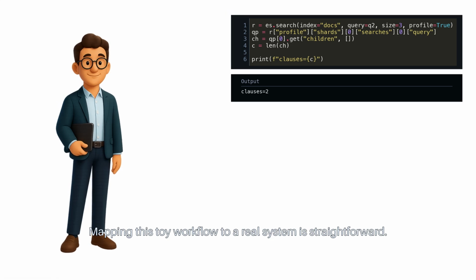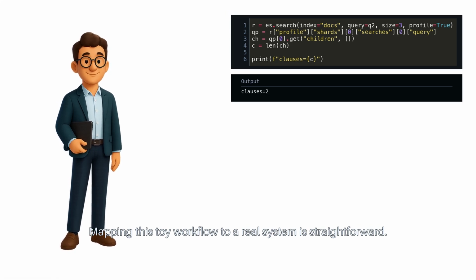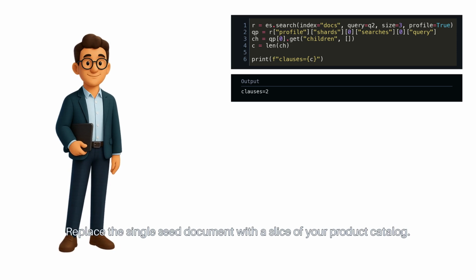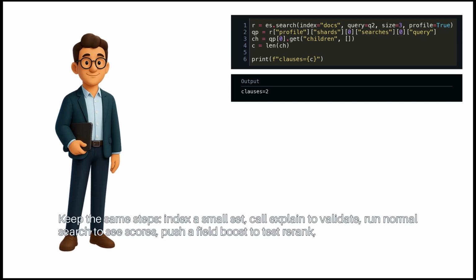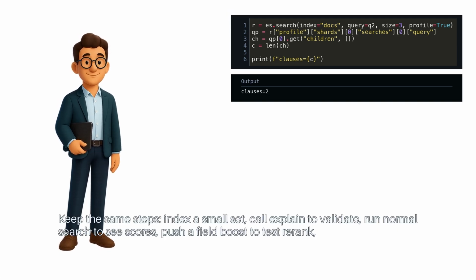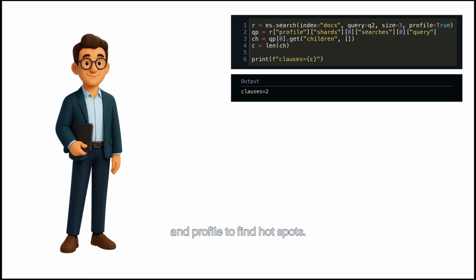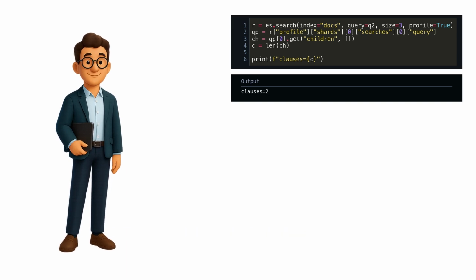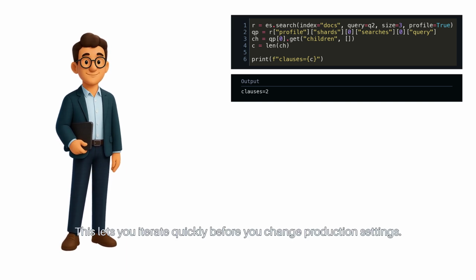Mapping this toy workflow to a real system is straightforward. Replace the single seed document with a slice of your product catalog. Keep the same steps. Index a small set, call explain to validate, run normal search to see scores, push a field boost to test re-rank, and profile to find hotspots. This lets you iterate quickly before you change production settings.